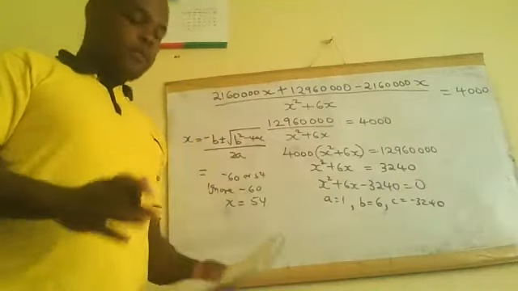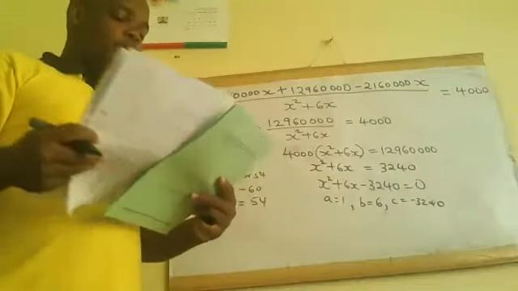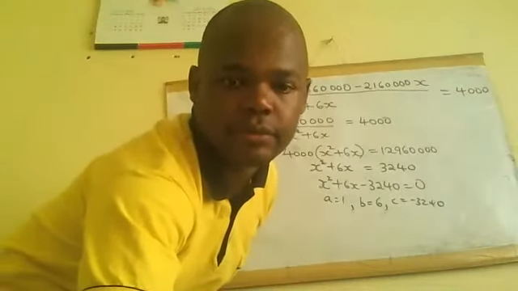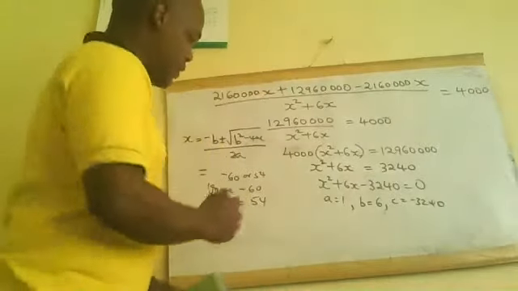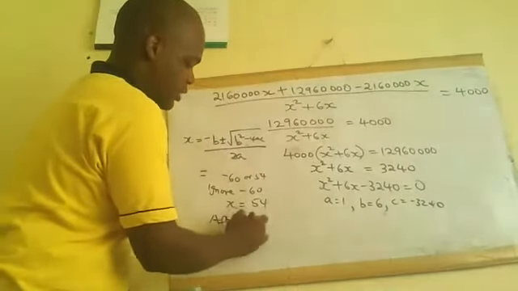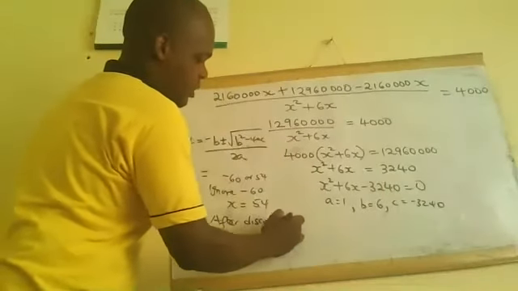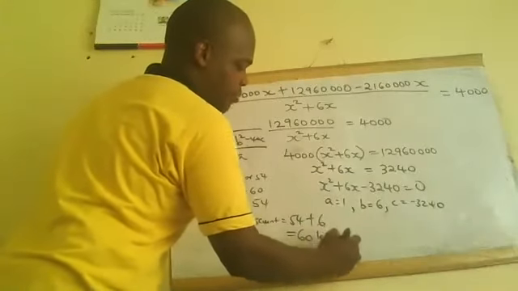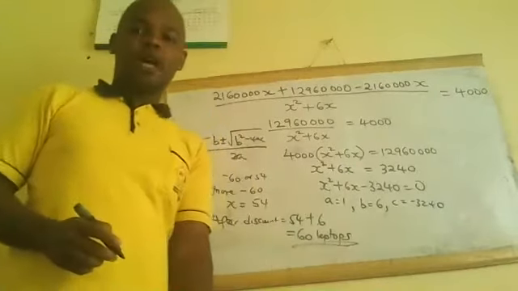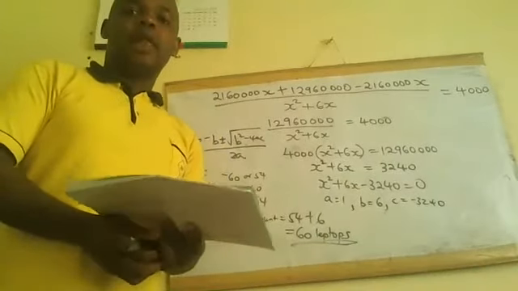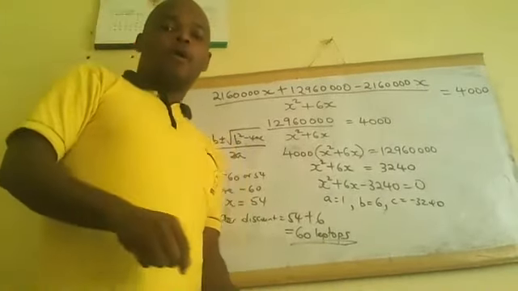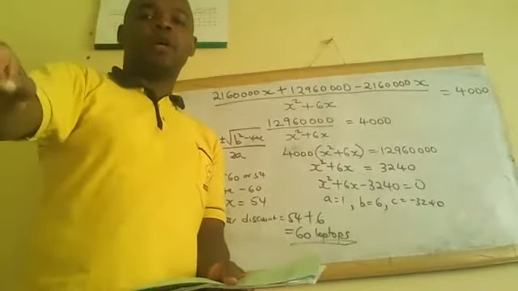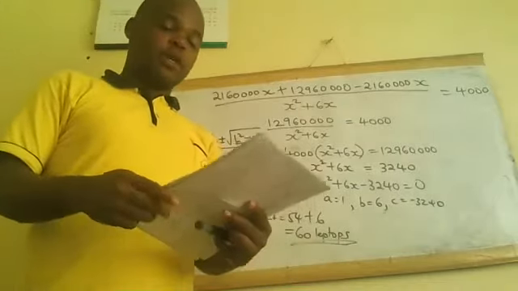Then it means that the number of laptops bought after the discount is 54 plus 6, which is 60 laptops. So after the discount, we have 60 laptops. It is not 54, because 54 is before discount. Before discount, it is 54 laptops. After discount, 54 plus 6, which is 60 laptops.